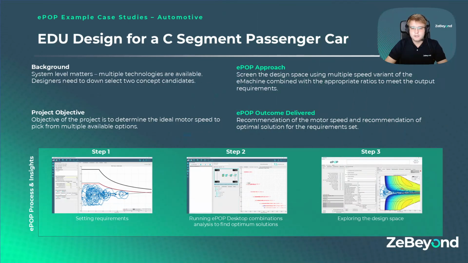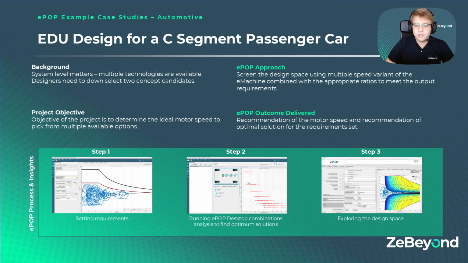We all know that system level matters. Designers have a hard task of converting the requirements into design concepts. In this study, I will show you how you could use ePOP Desktop to help you in this process. The objective is to determine an ideal motor speed and pick optimal solution from a range of available options.